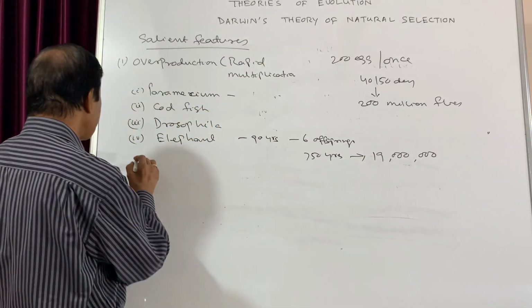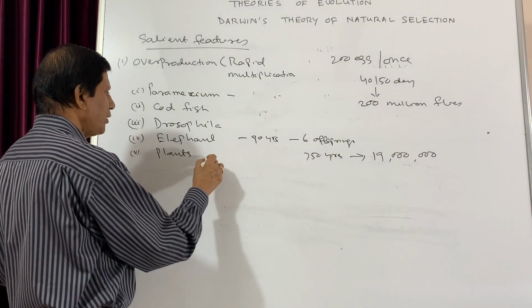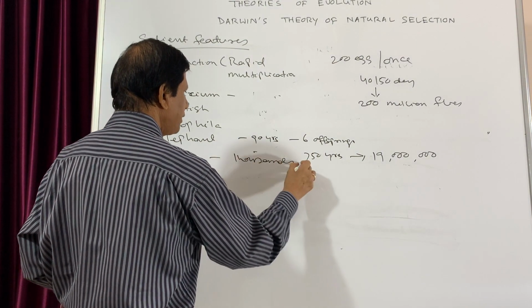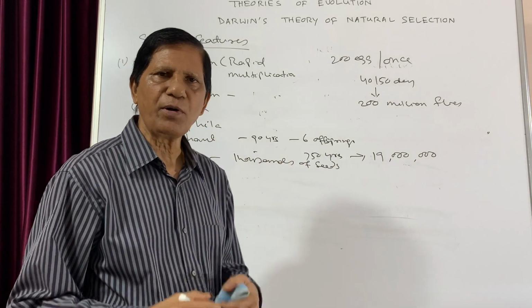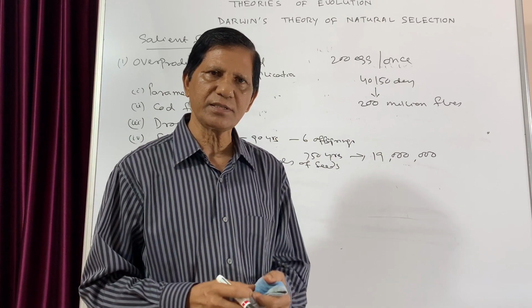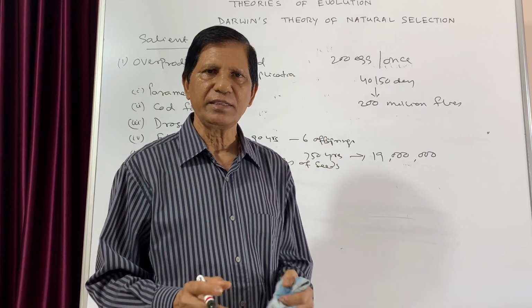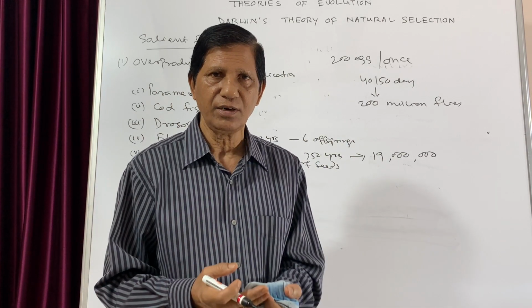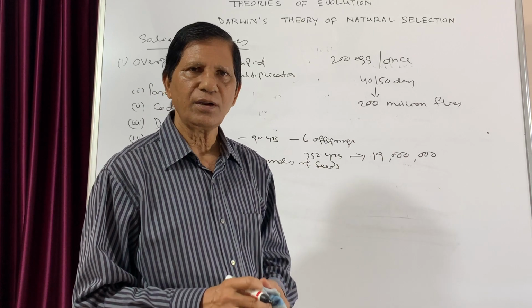If you take the case of plants, plants also produce thousands of seeds in each flowering season. If all of them give rise to new plants, what will be the number of a particular species? So this is known as overproduction or rapid multiplication. That means each organism has an inherent tendency to produce more and more. So due to this overproduction, what happens?